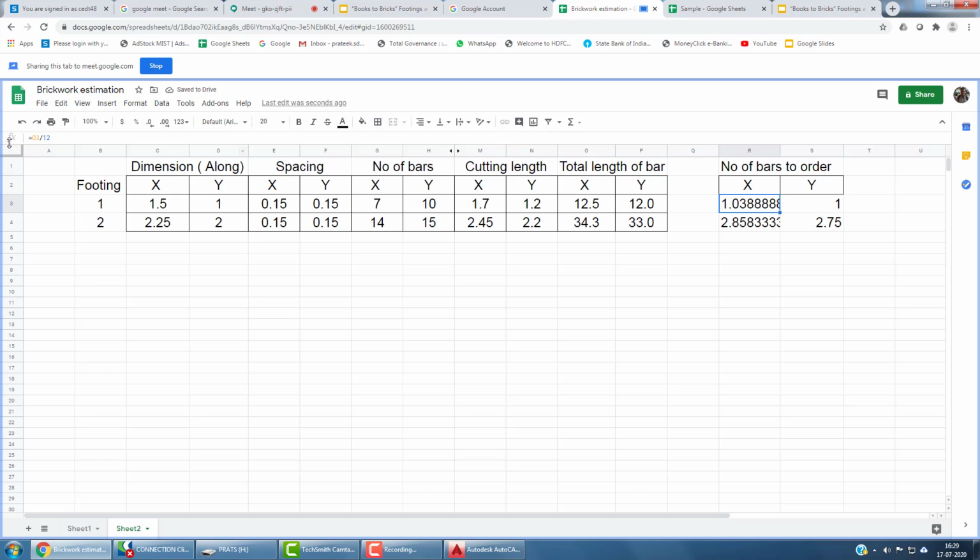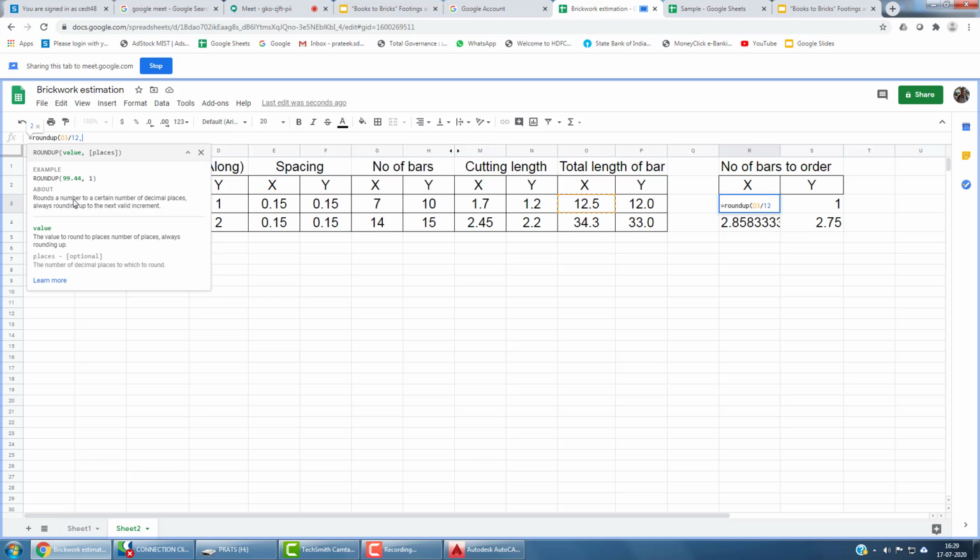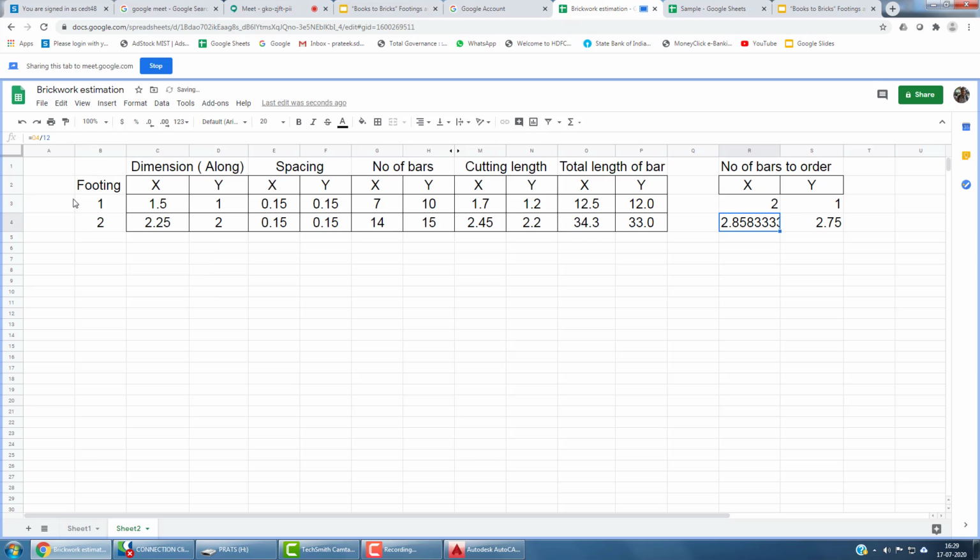So what I'll do here is I'll write the function ROUNDUP, comma 0, bracket close. We use round up so that we will not get half of the bars or any proportion. We have to order a full bar. Clear, guys?